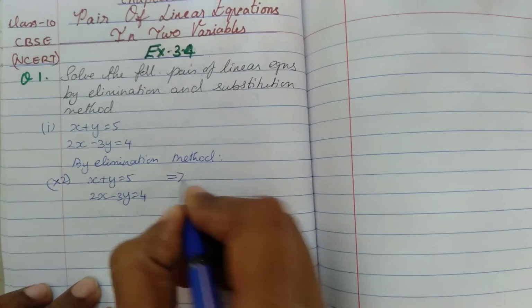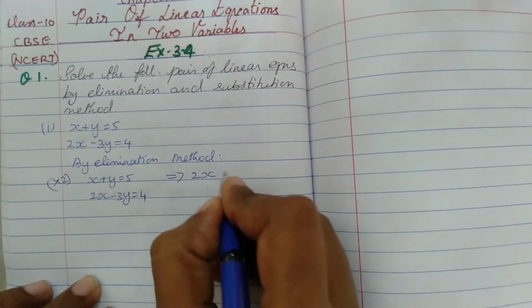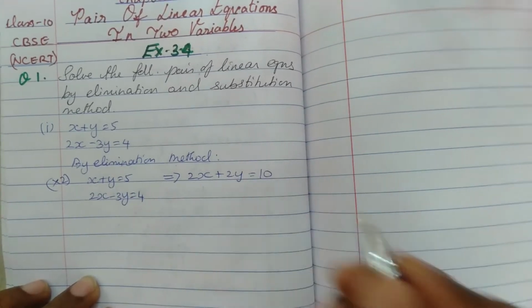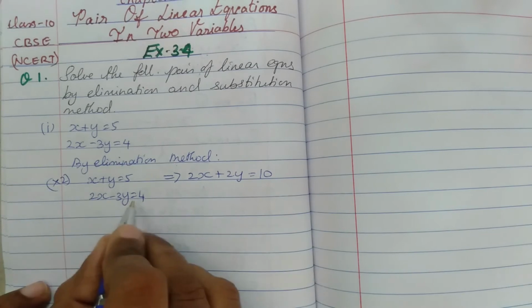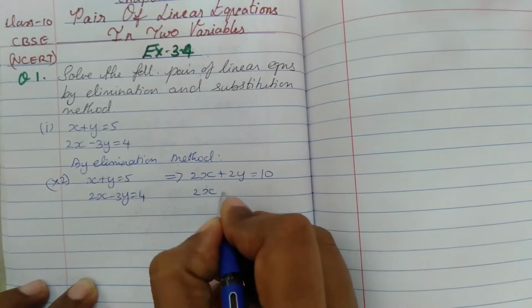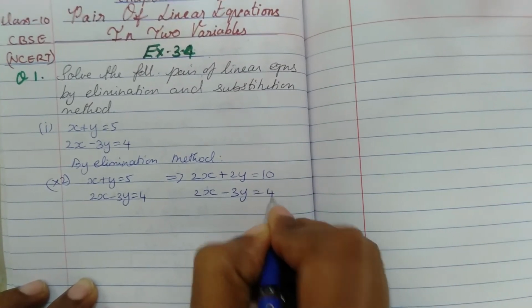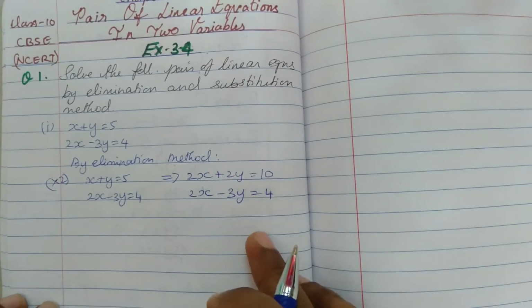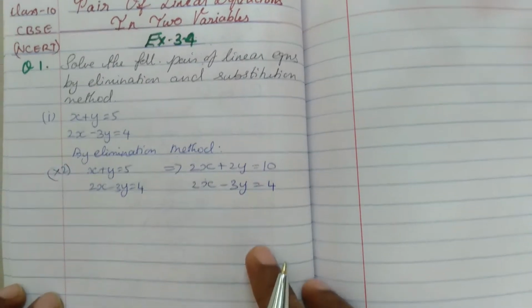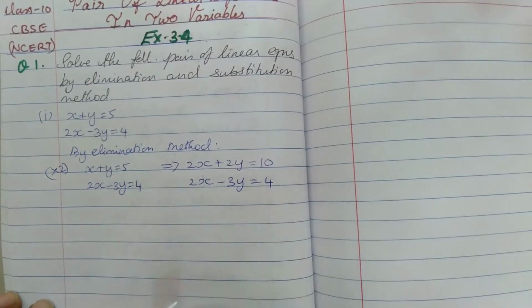Now here your answer will be 2 into x is 2x plus 2 into y is 2y is equal to 5 2s are 10. Now this will remain the same because it already has a 2x. So 2x minus 3y is equal to 4. This is your new set of equations. Now you will have to eliminate this x variable.